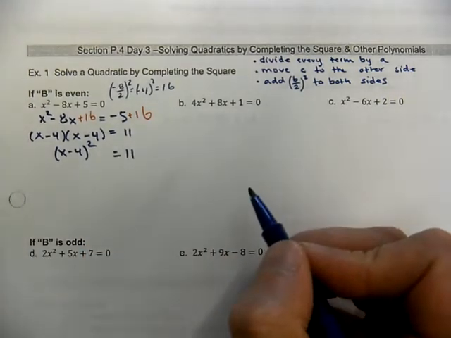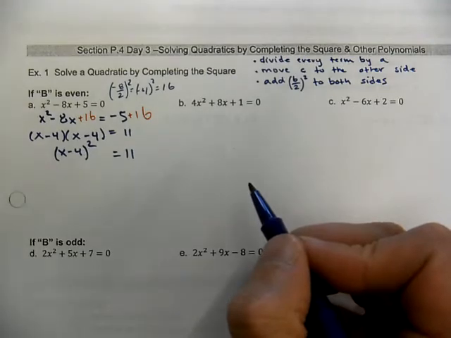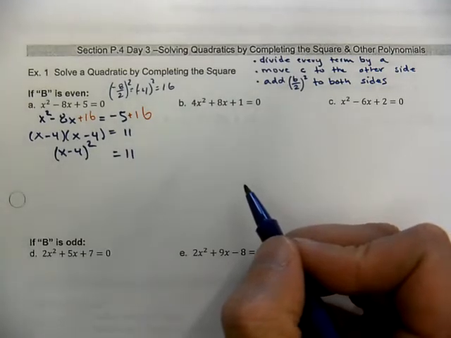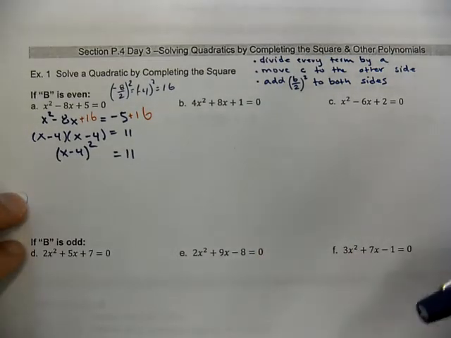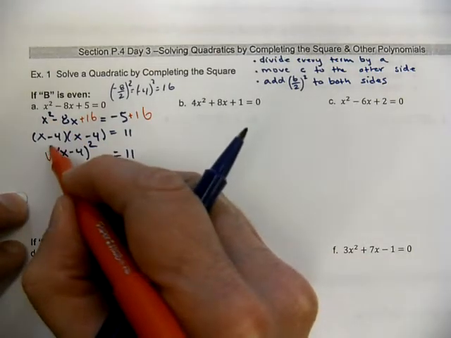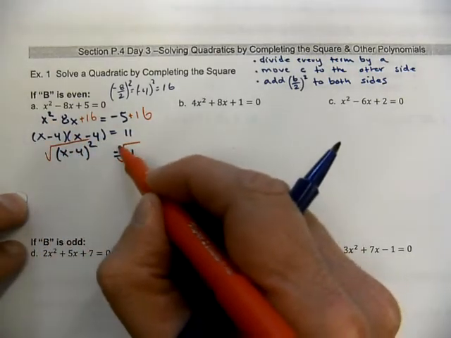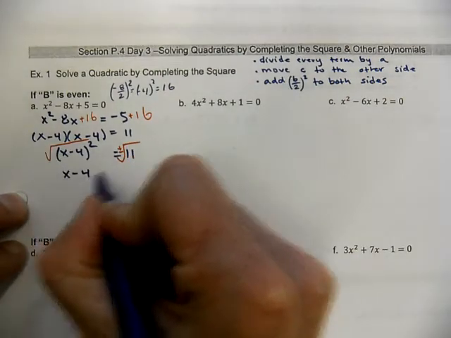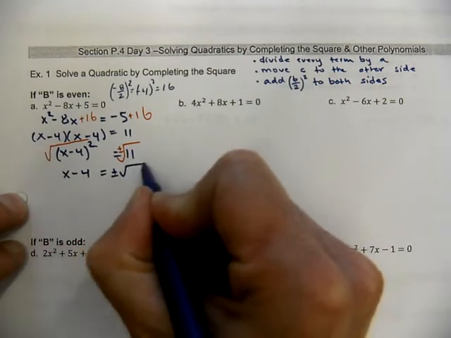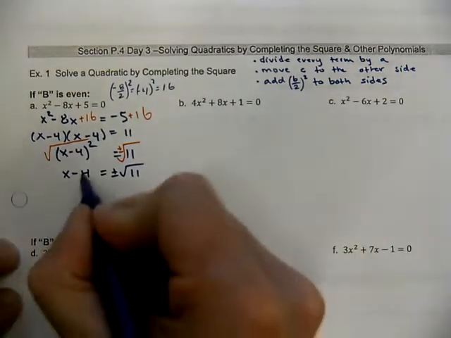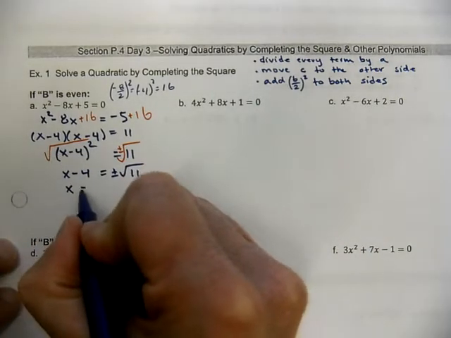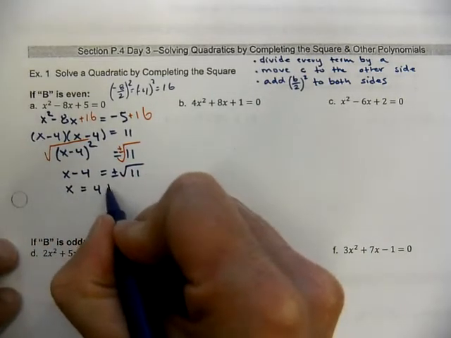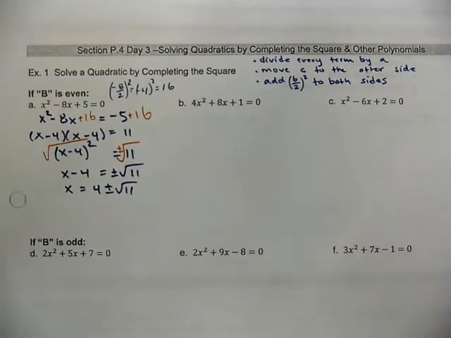Now, again, our goal is to solve the quadratic. We're trying to solve for x. So our next few steps are going to work to isolate the variable. We'll start by taking the square root of both sides, and don't forget the plus or minus. So we have x minus 4 equals plus or minus root 11. And then move that negative 4 to the right-hand side. We're adding 4 to both sides, so 4 plus or minus root 11 is that final answer.